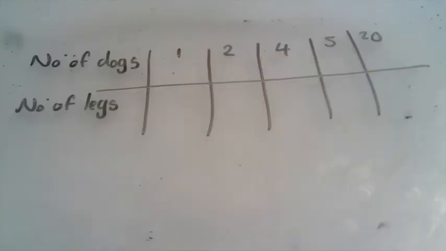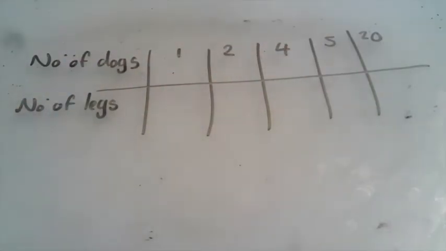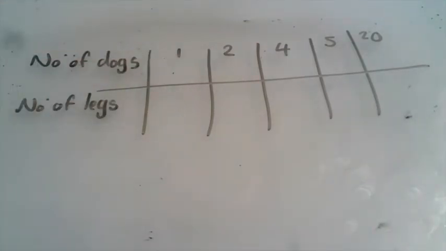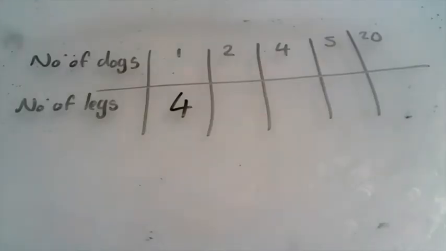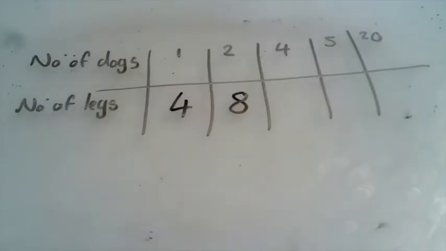Let's have a look at this then. We've got number of dogs across the top of our table and number of legs. Now we know that a dog has 4 legs. So we know if you've got one dog, the number of legs you've got would be 4 legs. Now, if we had 2 dogs, we know there's going to be double the amount, don't we? Because there's 4 legs on each dog. So that would go up to 8.